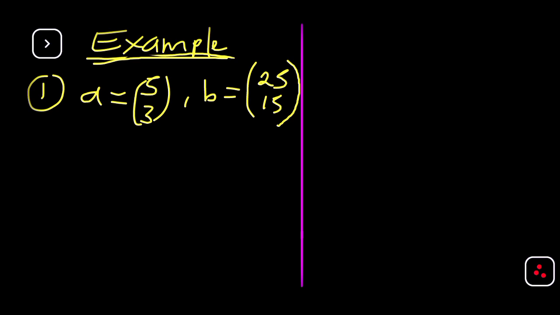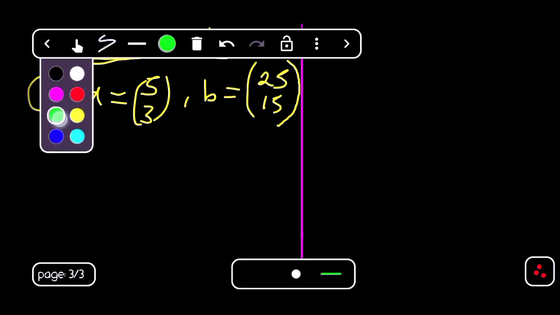So in this example, the question is: state whether vector A is parallel to vector B. We know that if these two vectors are parallel, then they must be scalar multiples of each other. Therefore, we are going to equate these two vectors including the scalar k.